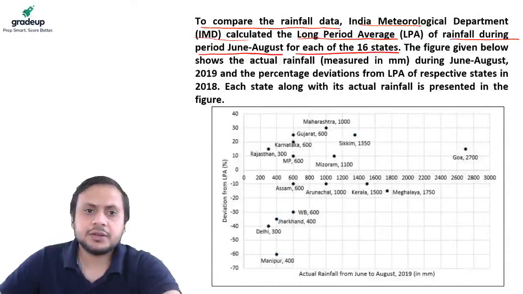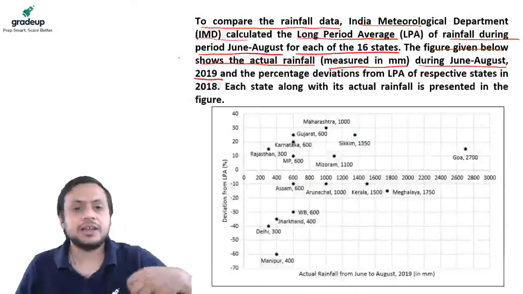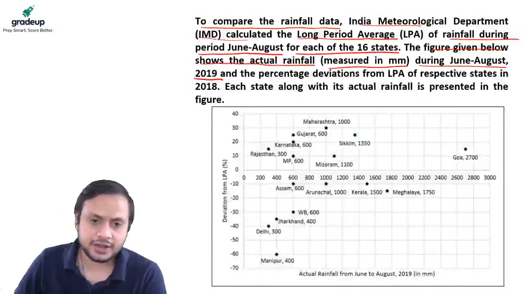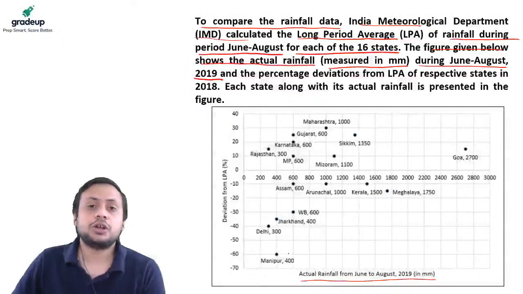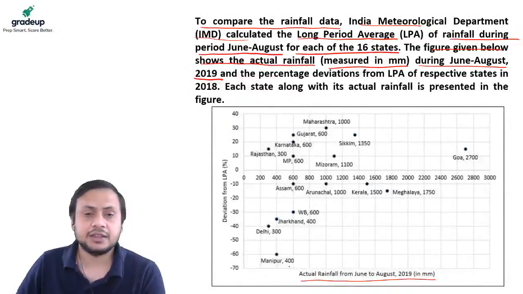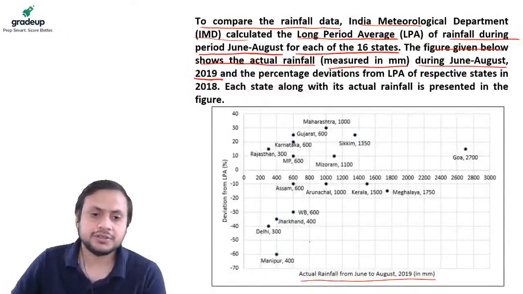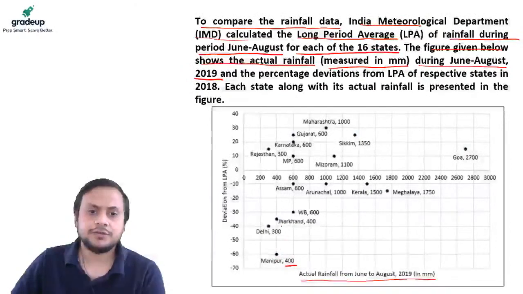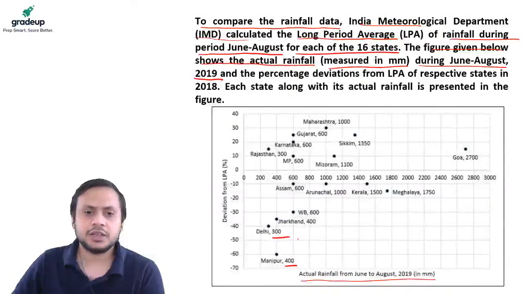Now the figure given below shows the actual rainfall, measured in mm, during June to August 2019. So this data is for 2019, the actual rainfall, given on the x-axis. For example, for Manipur, the actual rainfall in 2019 from June to August was 400. For Delhi, it was 300. For Jharkhand, it was 400. For West Bengal, it was 600, and so on.